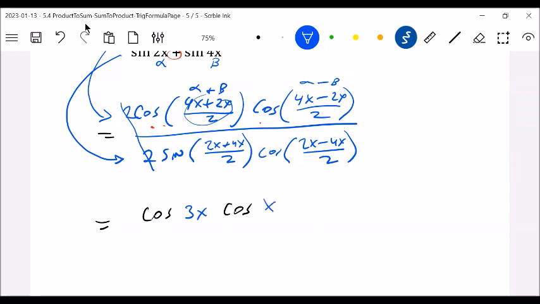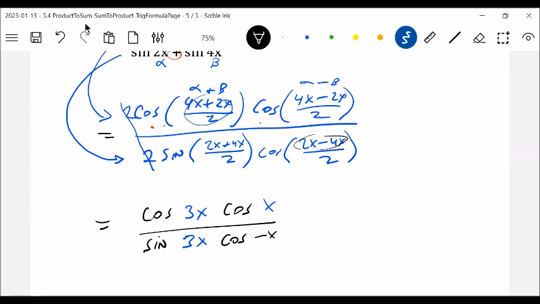Okay. On the bottom, we have the sine. 2 and 4 is 6, 6x over 2, that's 3x again. Let's make this more readable. Okay, so we get a 3x here. You can see where that's going. And on the other one now, this is cosine of negative 2x divided by 2, which is negative x.